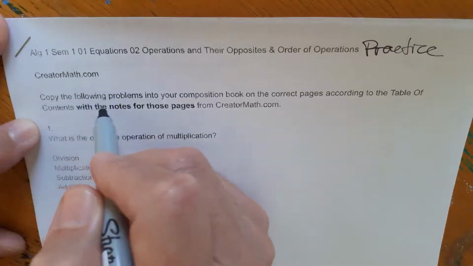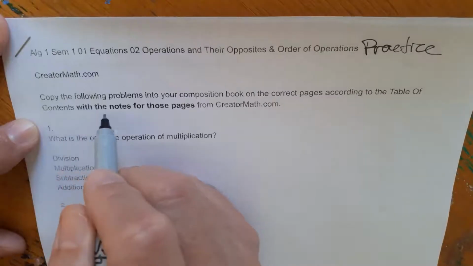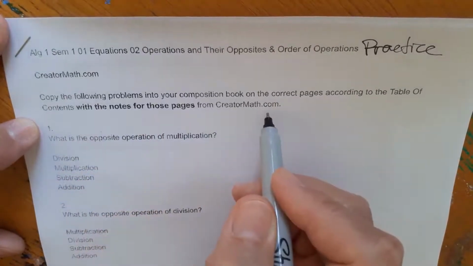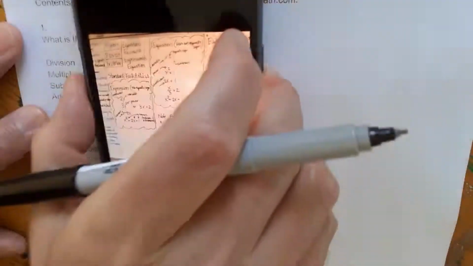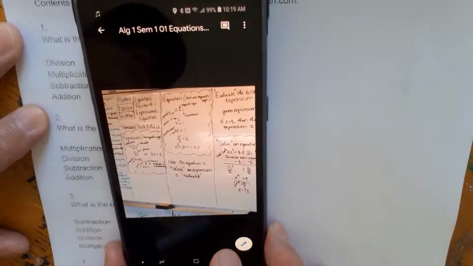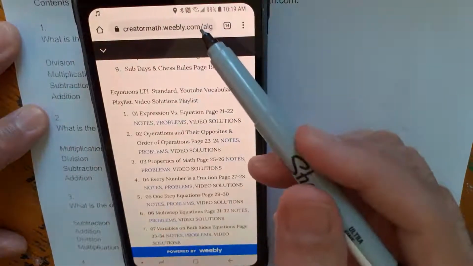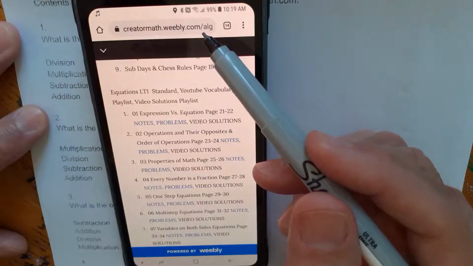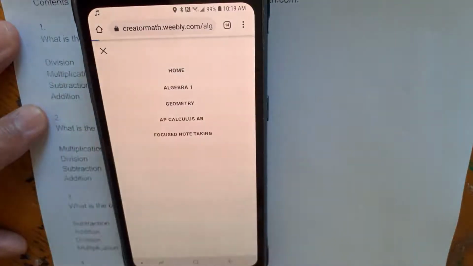The instructions are copy the following problems into your composition book on the correct pages according to the table of contents with the notes for those pages from creatormath.com. So this is a problem set. It's made to be used in conjunction with the notes, which you copy into your comp book. Here's the website name, creatormath.weebly.com. Google that, and hopefully you can get to the home page, which looks like this.